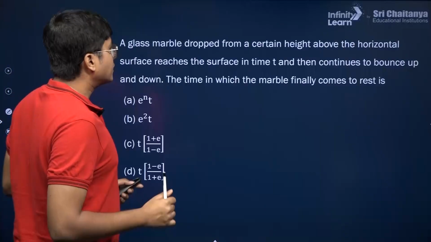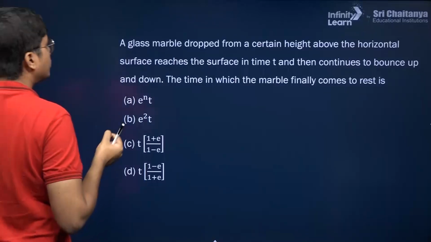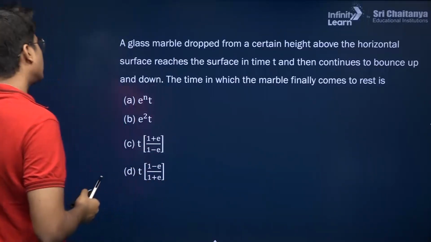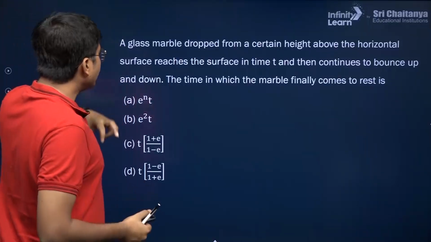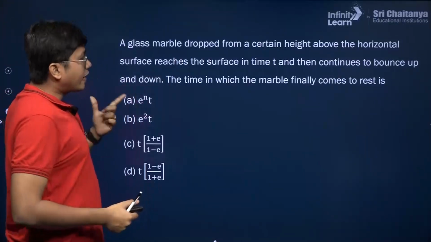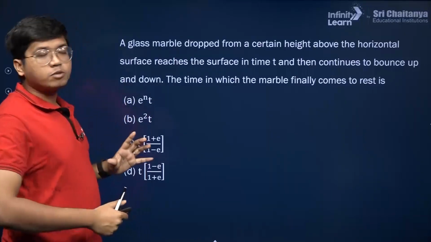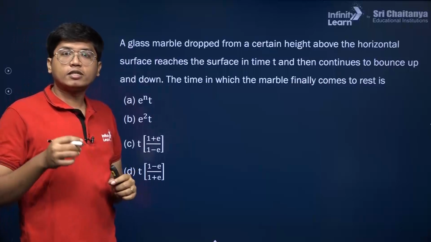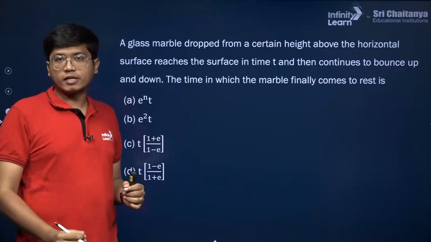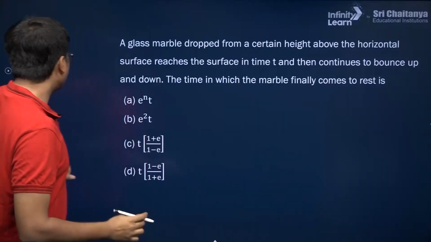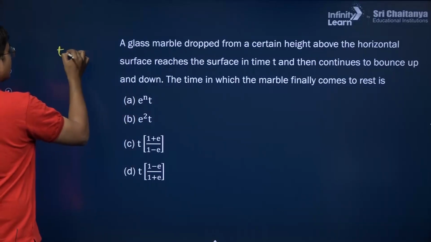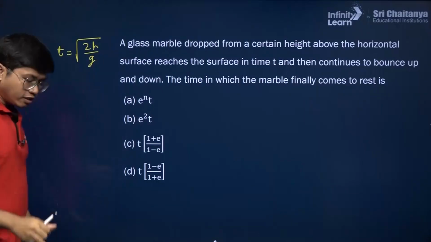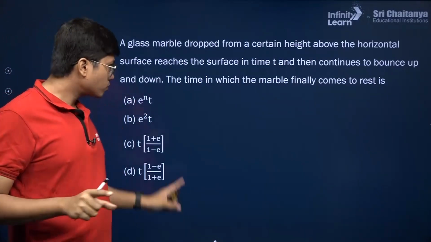Okay. Next up, a glass marble dropped from a certain height above the horizontal surface reaches the surface in time t and then continues to bounce up and down. The time in which the marble finally comes to rest is. So what do we know as the relation for the time taken to fall a certain height? We know the time relation is given by t is equal to root over of 2h divided by g, where h is the height from which you drop.